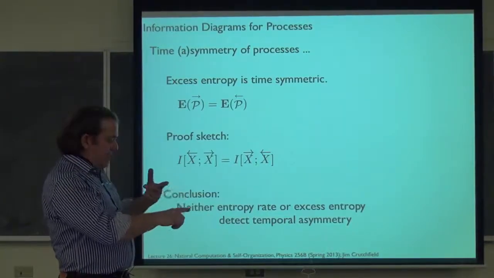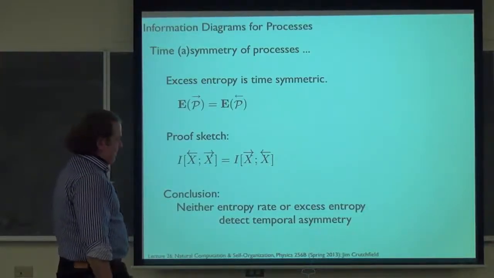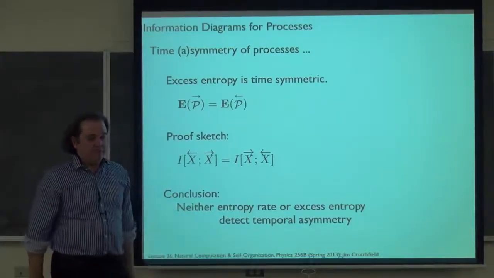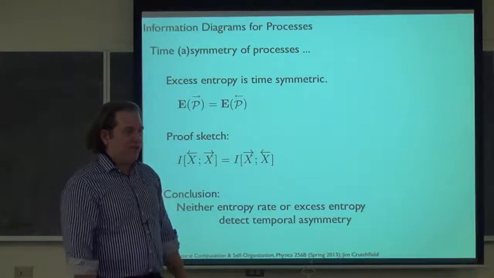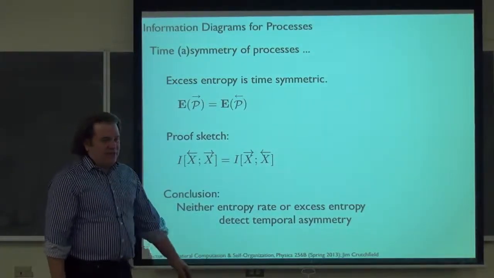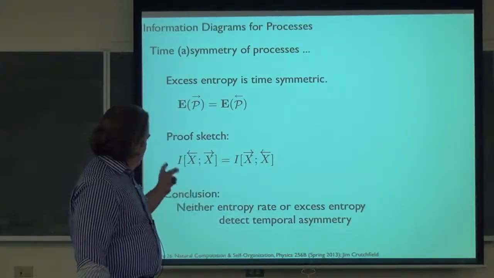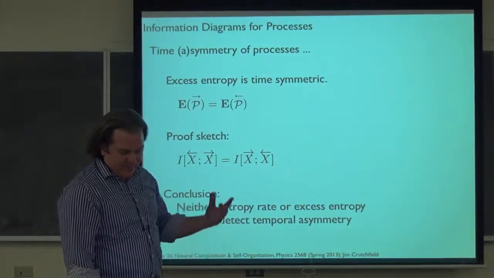So both the entropy rate and the excess entropy don't really indicate any kind of temporal asymmetry in the process. They're equal. Okay. Fair enough. I don't know whether that's intuitive or not, but there you have it. Facts of the matter: any stationary process has equal entropy rate and equal excess entropy in forward or reverse scans.